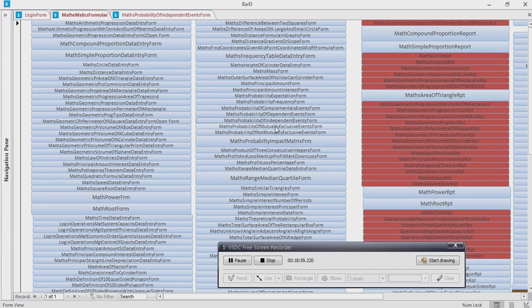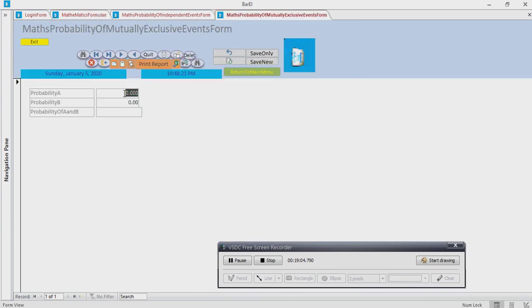Probability of mutually exclusive events. The probability of A is 0.5 and the probability of B is 0.3. Then the probability of mutually exclusive events A and B is 0.8.